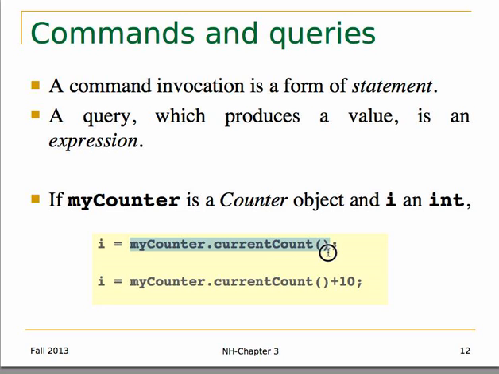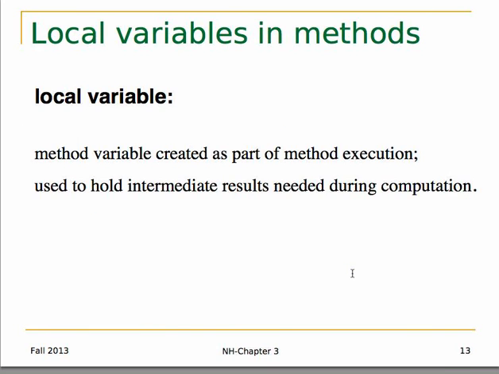It could be the whole expression, and this expression on the right hand side is assigned, whatever value it has is assigned to I. It could also be a little bit more complicated, like this one is, where we have an actual expression. We say call this query method current count, add 10 to it. So this whole thing is an expression, and the current count is just part of that expression. Okay, so hopefully that's just review.